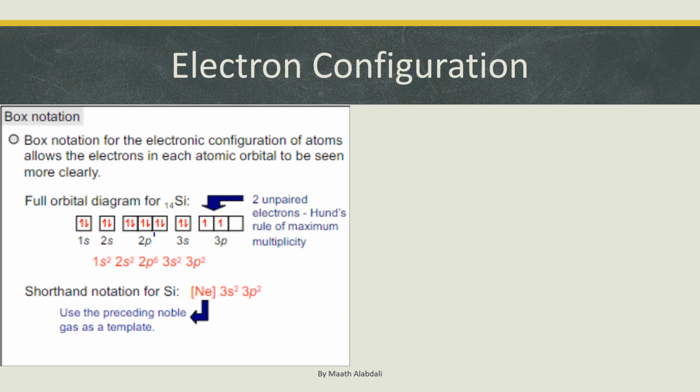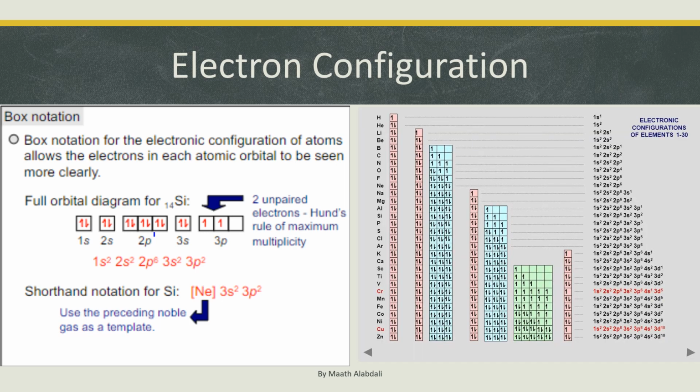So this is the shorthand notation. Now we know that neon has a total number of electrons of 10. So you could literally write neon in square brackets, and then write 3s2 and 3p2. If you see that in the exam, don't get scared. It's just a shorthand notation.